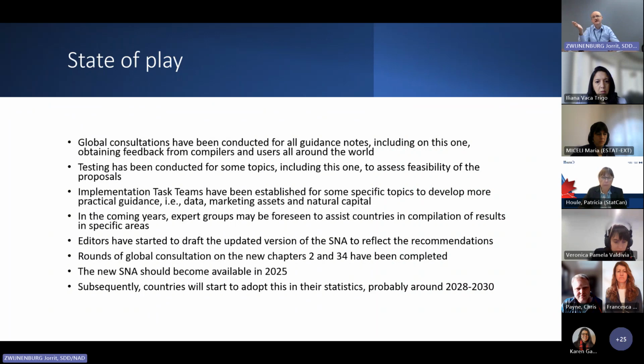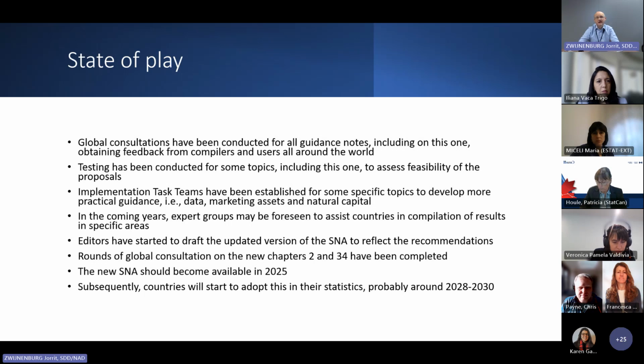moment? So global consultations have been conducted for all guidance notes, including this one. We've also been doing some testing to look at the feasibility of the proposals, and for specific topics, so the recording of data, marketing assets, and natural capital, there are also dedicated task teams to develop specific guidance on how to compile the results, because these are considered to be very challenging. But in addition, in the coming years, we may also envisage additional expert groups to assist countries in the compilation of results in other areas, for example, unpaid household service work.